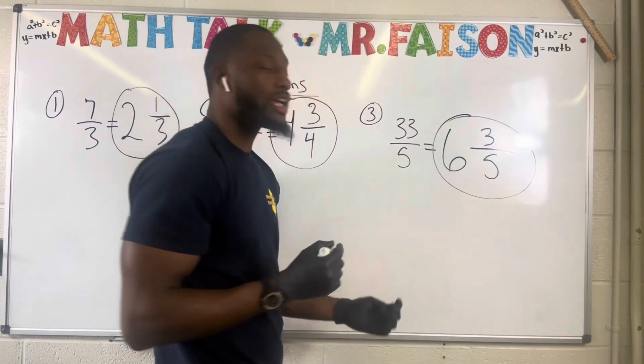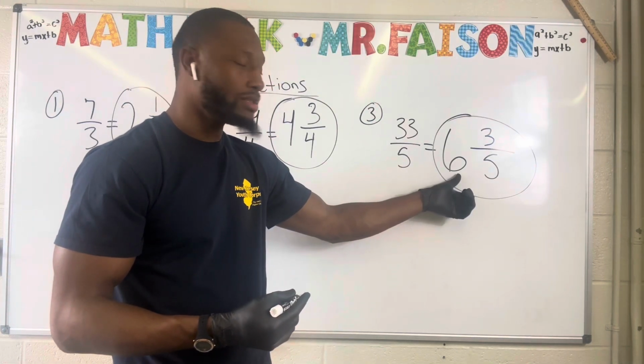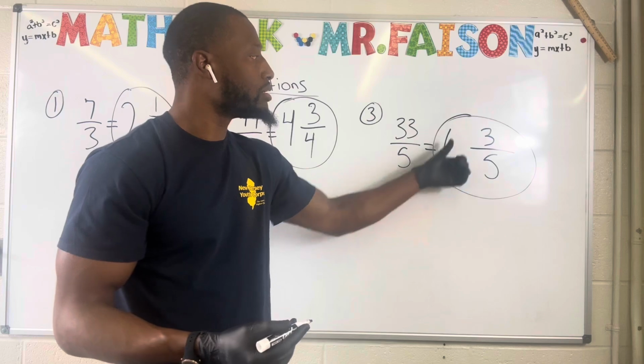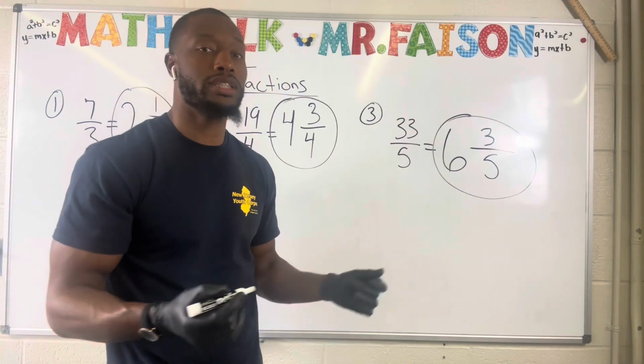And once again, I can go back and double check this math by doing 5 times 6, which is 30, plus 3, which is 33, and keeping my denominator the same. That's how I know that answer is correct.